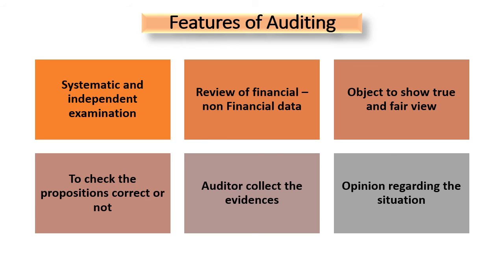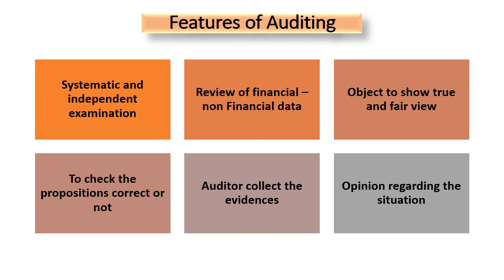The second feature says that it is a review of financial and non-financial data. As we have already studied, there can be a review or examination of both the data, financial as well as non-financial. The third feature is, the object of auditing is to show a true and fair view. So it is the duty of the auditor to show only a true and fair view of the financial conditions of any organization.